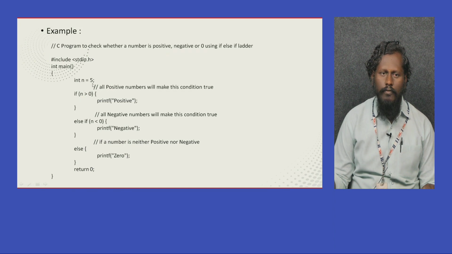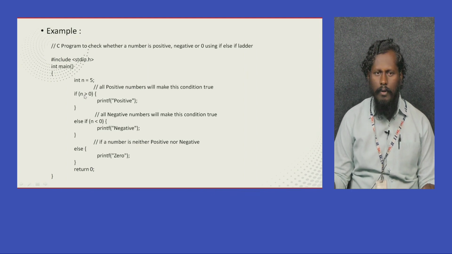So let's take n equal to 5. Initially I am checking the conditions. If 5 is greater than 0, this condition is true, so directly I can enter into the if part. I am printing that it is a positive number. So when I want to say positive number, the first condition, the if, must be true.